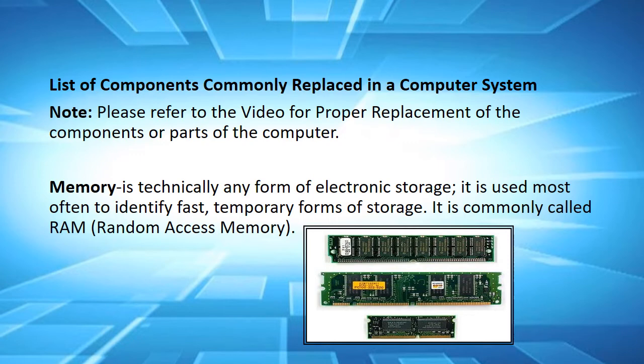So first component is memory. This is a commonly replaced computer part. Technically, it is any form of electronic storage. It is used most often to identify fast temporary forms of storage, and it is commonly called RAM or random access memory.